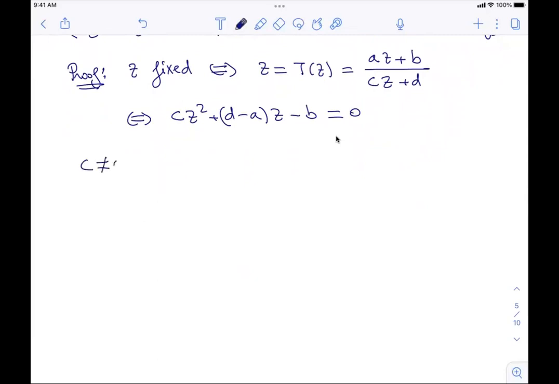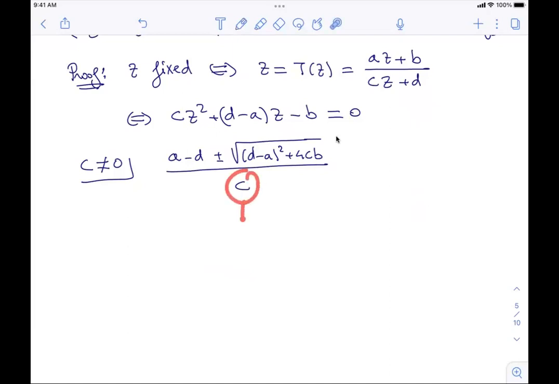Let's say c is different from 0. In this case, we have z = (a - d ± the square root of (d - a)² + 4cb) divided by 2c. Notice here, c is different from 0. And this has one or two solutions in C. Okay, here it's not a problem if the discriminant is negative. We'll get a complex number, but that's what we are doing. Okay, so no big deal.